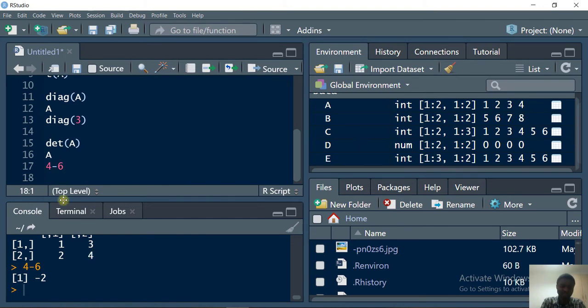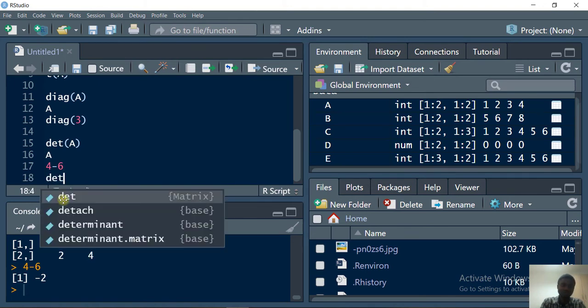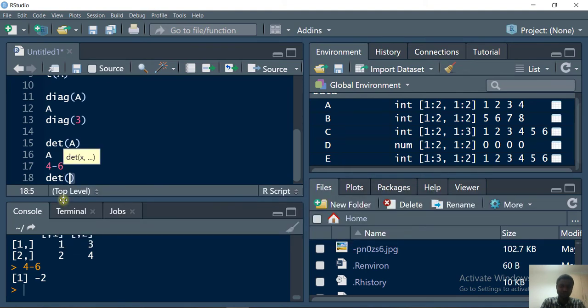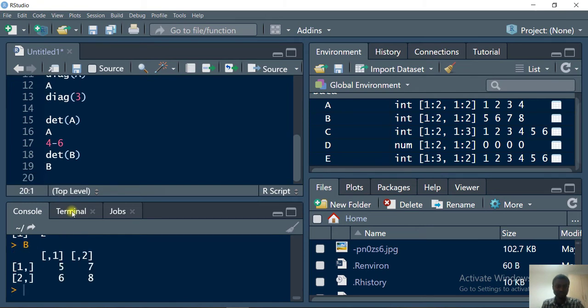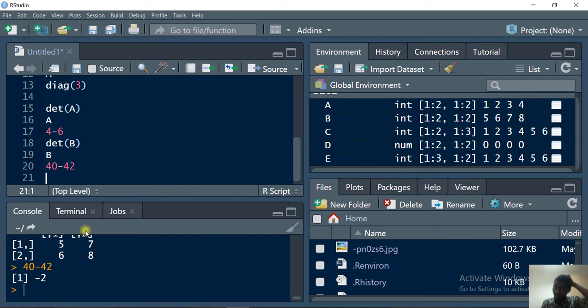Let's take again the determinant of B, which is also a square matrix, and let's run it. We have -2 again. Let's see B. So this is B: 5, 6, 7, and 8. 5 times 8, we have 40. Now, minus 6 times 7, 42. So 40 minus 42, and this is the result, -2. So that is how we get the determinant of a certain matrix.